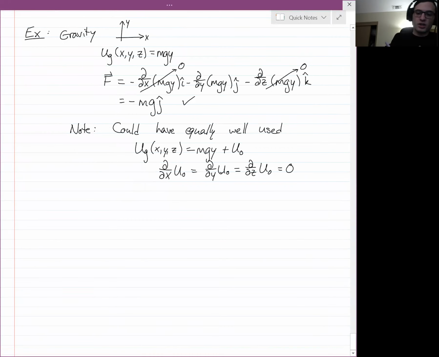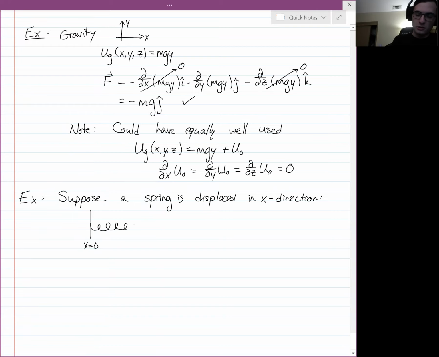All right, let's look at another example. Let's look at the spring. So let's suppose a spring is displaced. Not a string, sorry, string theory and all that. A spring is displaced in the x direction. So the picture here is something like you have a wall, maybe that's x equals 0, and then you have your spring, and then you have your equilibrium distance x0. And maybe there's a mass on the end. And so then this position might be x, right?